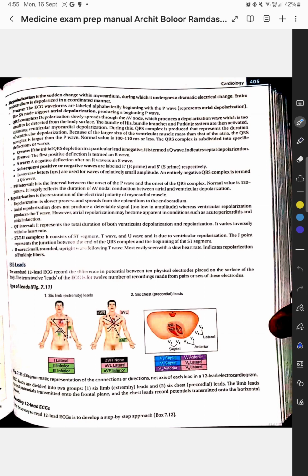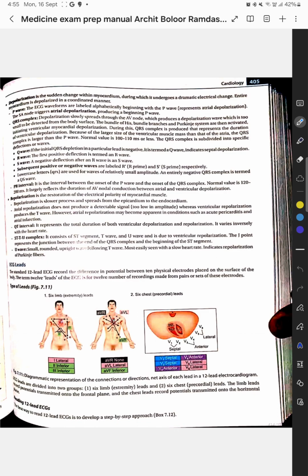The standard 12 lead ECG records the difference in potential between 10 physical electrodes placed on the surface of the body. The term 12 leads of the ECG is for the 12 recordings made from pairs of these electrodes. Diagrammatic representation of connections or directions of the axis of each lead in a 12 lead electrocardiogram. ECG leads are divided into two groups: 6 limb leads, extremity leads, and 6 chest leads, precordial leads. The limb leads record potential transmitted onto the frontal plane, and the chest leads record the potential transmitted onto the horizontal plane.